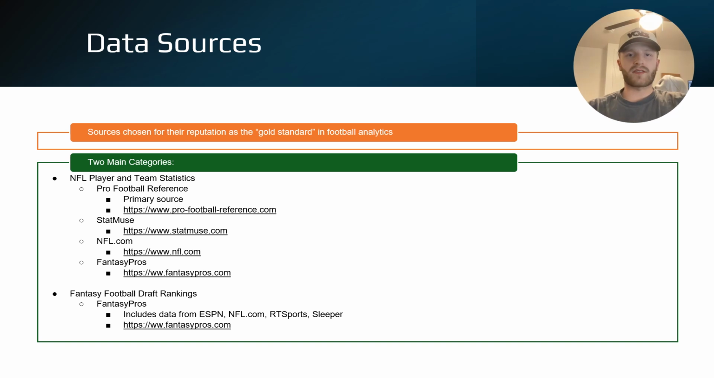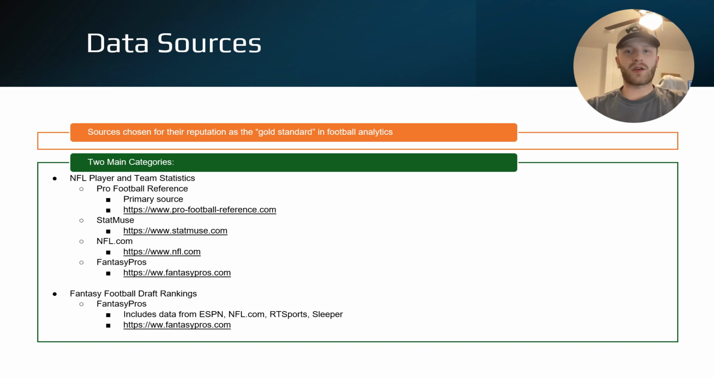So now it's time to discuss the data sources. The data for this project was sourced from highly reputable sources to ensure consistency and accuracy. The data falls into two main categories: NFL player and team stats, and fantasy football draft rankings.